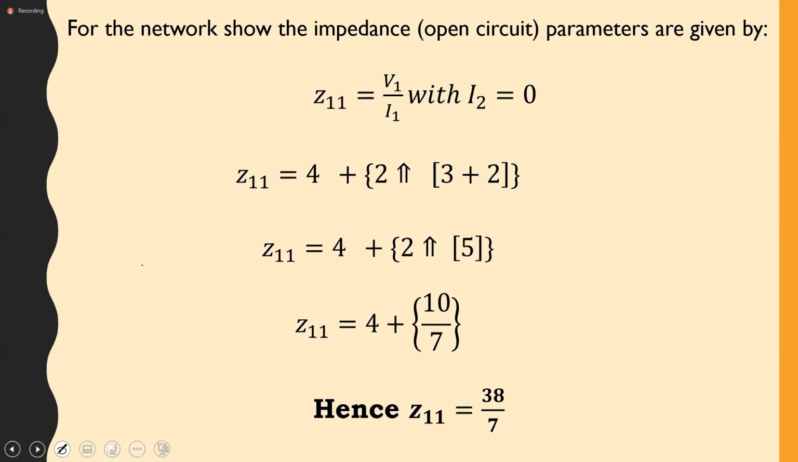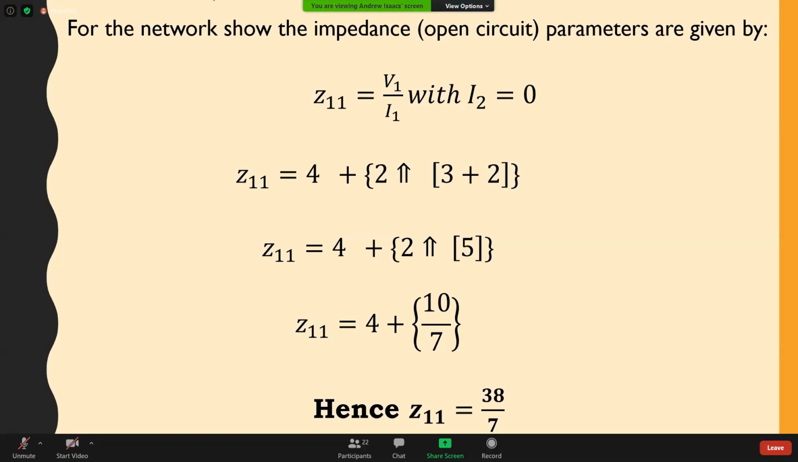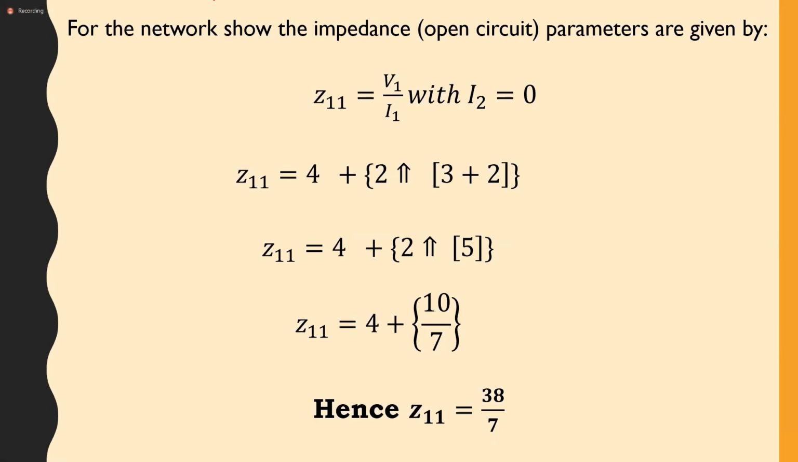So Z11, the impedance looking into port 1, will be 38/7. All right? Everybody comfortable with that? Yes, sir. Yes, sir. All right, cool.